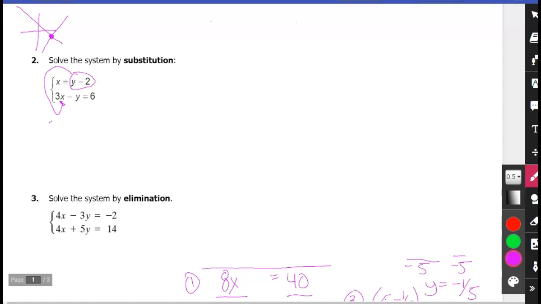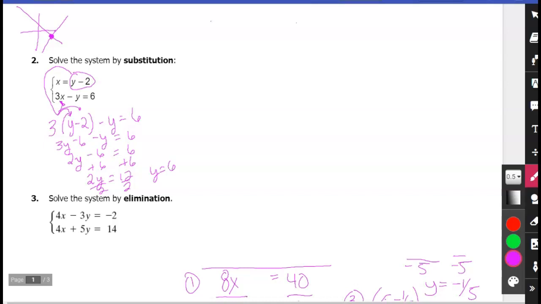So I have 3 times the quantity Y minus 2. And then I subtract the Y, and that equals 6. Notice I put this in parentheses, so now I have to do my distributive property. So I have 3y minus 6 minus y equals 6. I show all these steps because this is a part of the process. 2y minus 6 equals 6. Add 6. 2y equals 12. Divide by 2. Y equals 6.